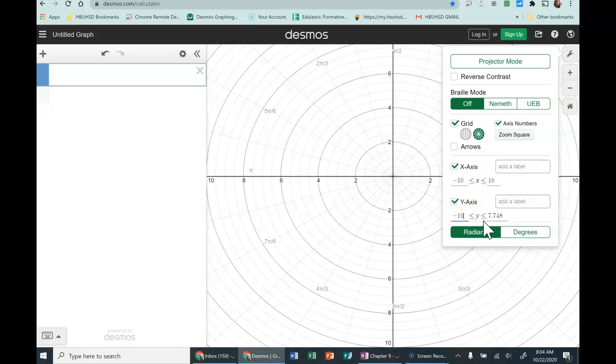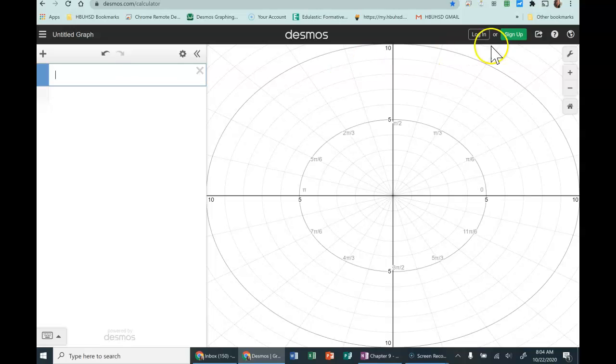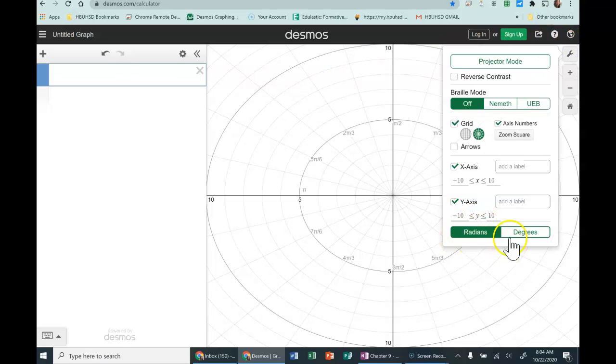No, it doesn't have to be a square. It just looks a little bit better when it is. Okay, just like that. Now we want to punch in. Also, double check to make sure we're in radians and not degrees.